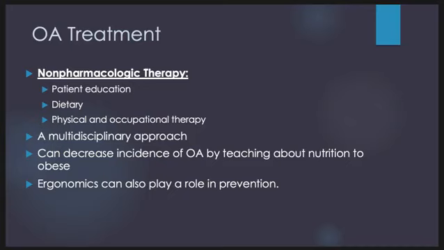We can decrease incidence of osteoarthritis by teaching about importance of good nutrition to prevent obesity and complications. Engaging in low-impact exercises such as walking, swimming, or cycling is important to maintain joint mobility and strength. Ergonomics can also play a role in prevention, such as maintaining good posture to reduce strain on the vertebral column.